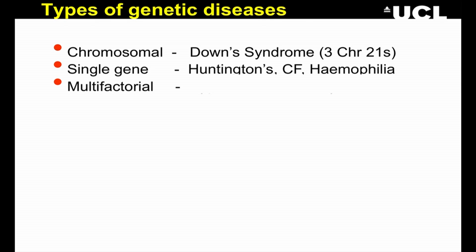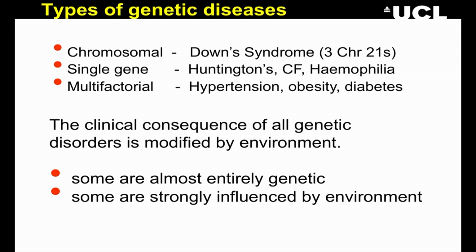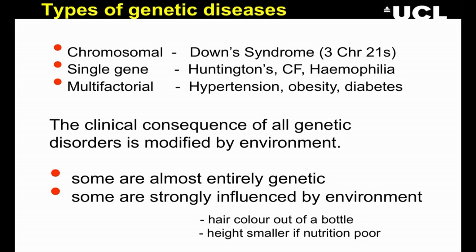Genes make proteins that are important for health. Mutations stop them working. There are 3 different types of genetic disease. Chromosomal disease, you can think of Down syndrome, where an individual has 3 entire copies of one of the small chromosomes, chromosome 21. Single gene defects like Huntington's or cystic fibrosis or haemophilia. But what we're interested in, of course, is multifactorial diseases, where there's lots of different genes involved: hypertension, obesity, diabetes, and heart disease.